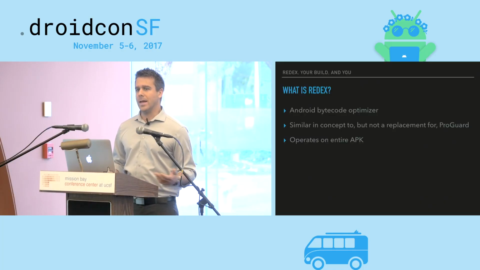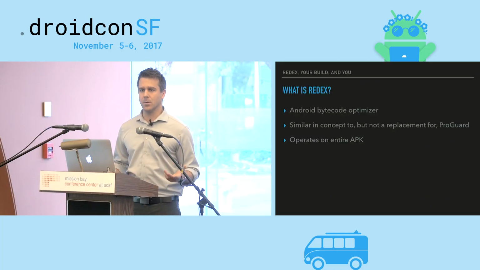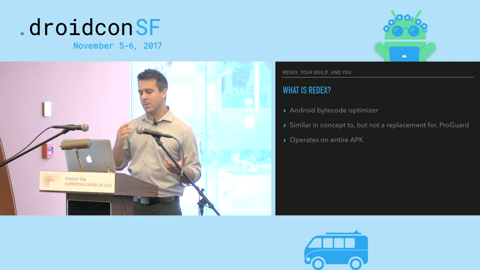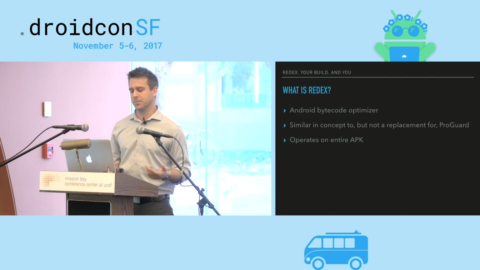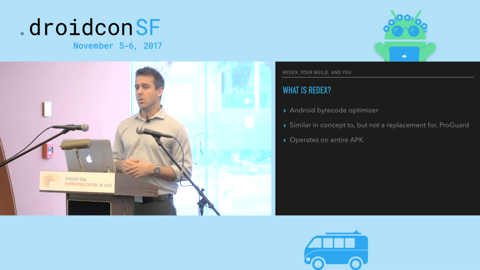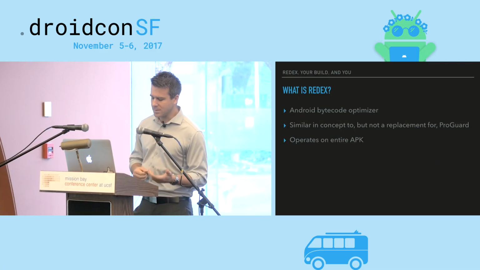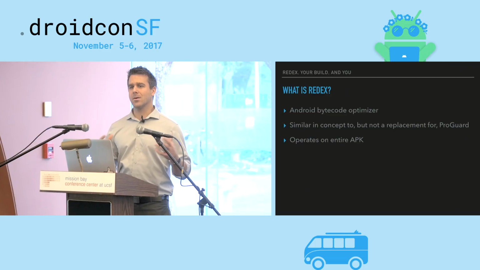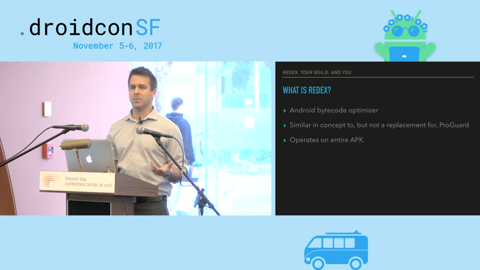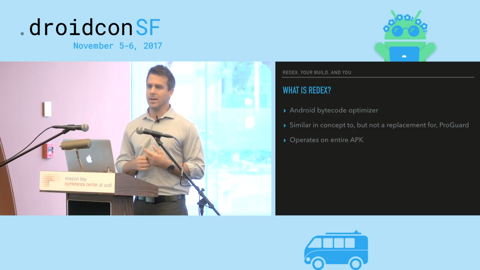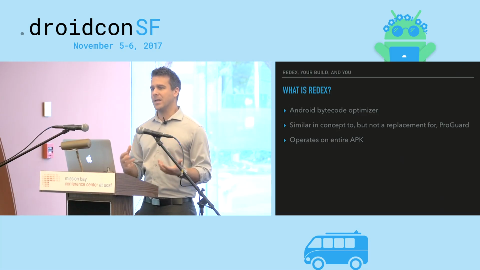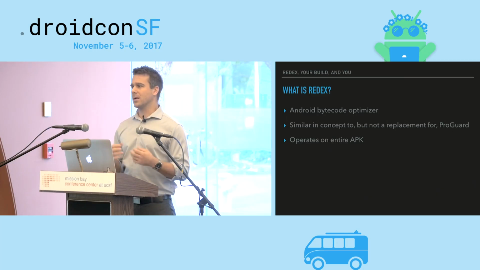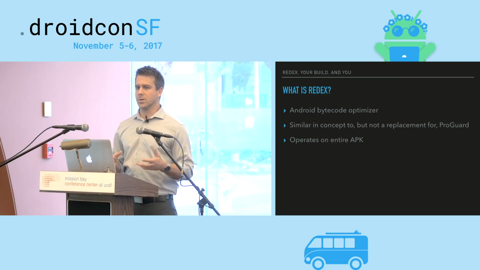Redex is an Android application and bytecode optimizer. It's similar to ProGuard, but it's not a replacement for it. And I want to make that very clear throughout this presentation: Facebook uses both Redex and ProGuard in conjunction. So it's not an either-or thing. We actually recommend that you use both. The difference is that Redex operates on the entire APK, whereas ProGuard only works on the Java bytecode. What I mean by that is Redex is specifically an Android optimizer. ProGuard is any kind of Java for any platform. Redex only works on Android stuff.